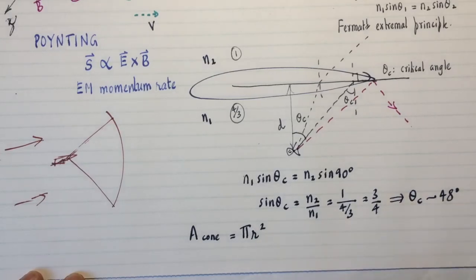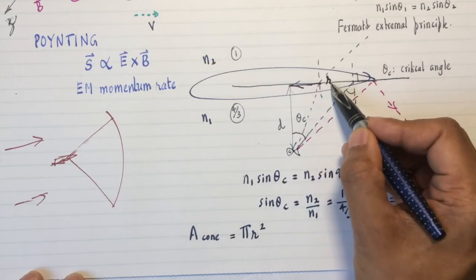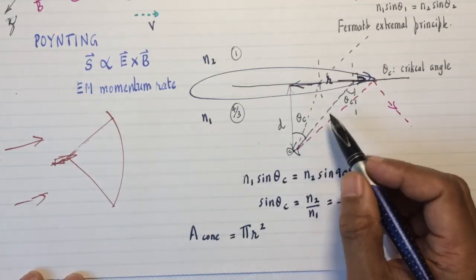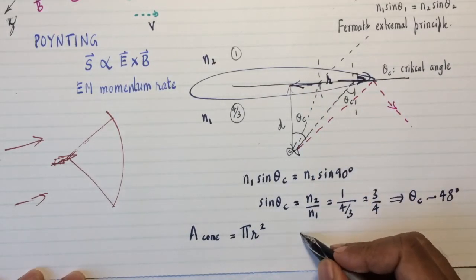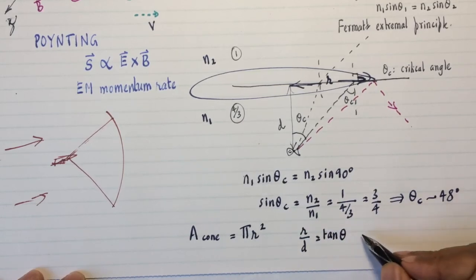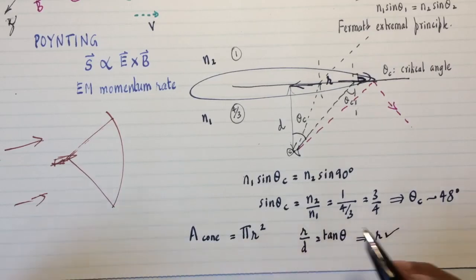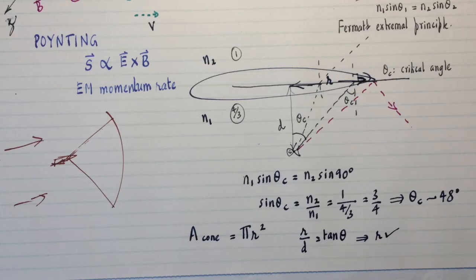The radius r is related to the distance d using trigonometry. So that's r over d equals tan theta, and from that you can figure out what r is, and from that you can figure out the area if you wish, and a number of other things. So that's just a simple example of applying Fermat's, Snell's law in this case to something like spear fishing.